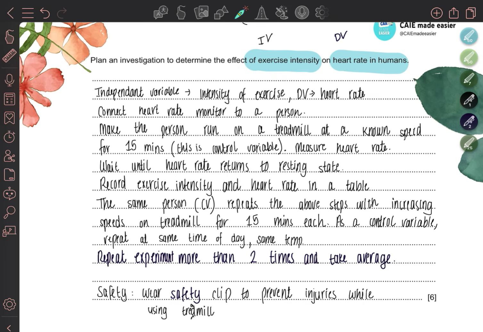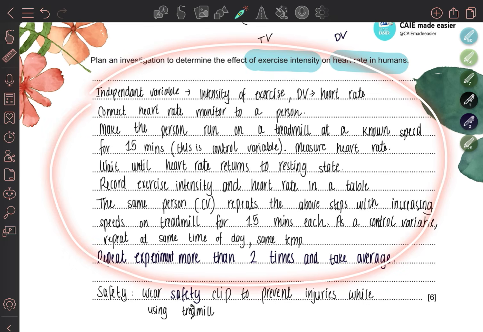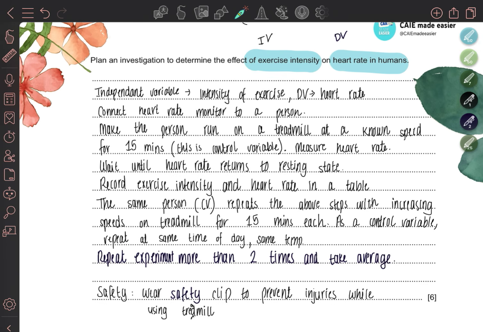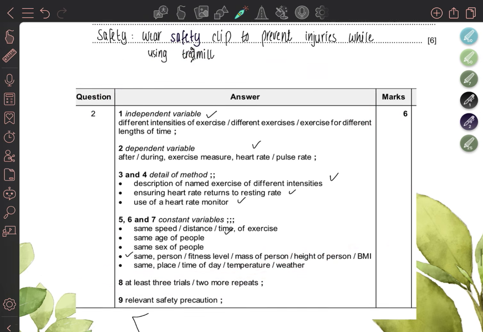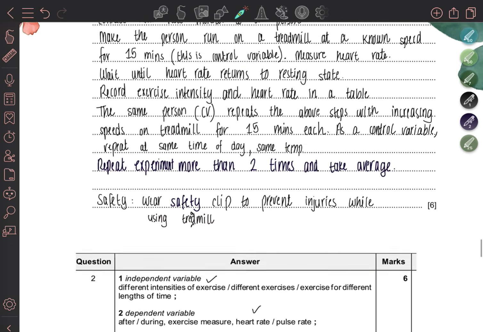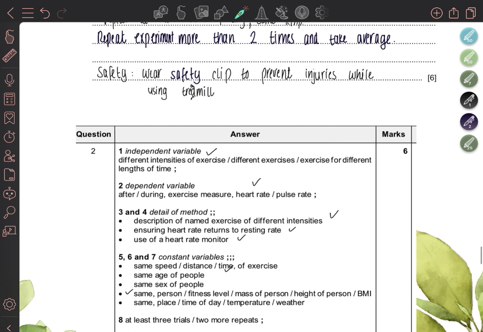All right, so this is a proposed answer of this question. Now for planning questions, you may have multiple different ways to answer this, okay? You can even have a completely different way of answering this question, but as long as you are fulfilling the requirements given here, you will get the mark, okay? So this is my way of answering, okay? If you even look at the marking scheme, you have so many different ways for the independent variable, okay? You can either have different intensities, or you can have different exercises altogether.